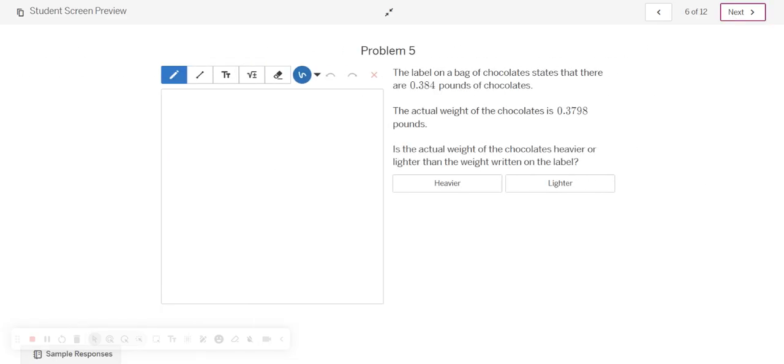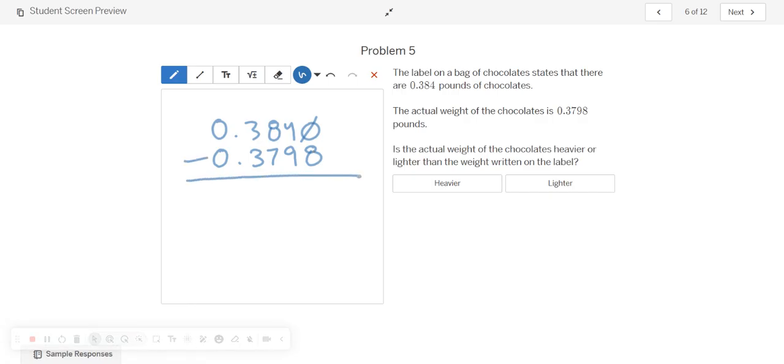The label on the bag says there's 0.384 pounds of chocolates. The actual weight is not enough. So this time I'm going to go 0.384, and I'm going to put a placeholder 0 there because the next number has one more digit. So I'm going to do like this and subtract.